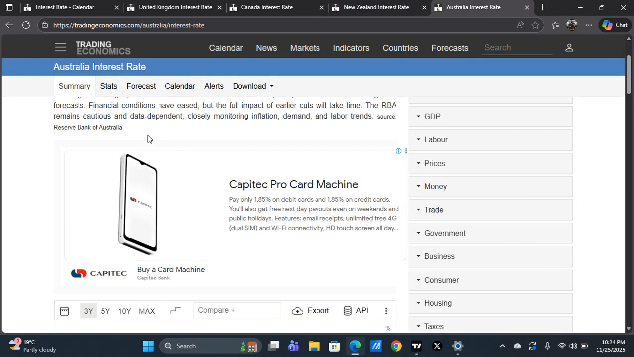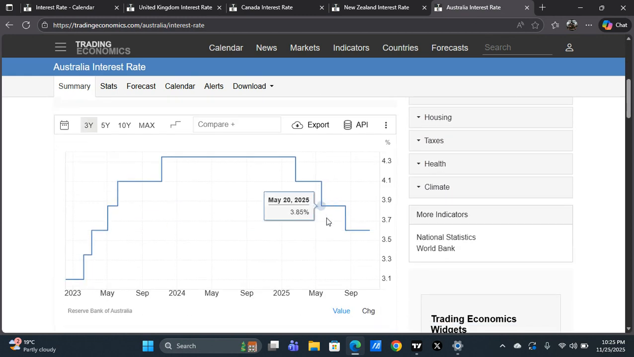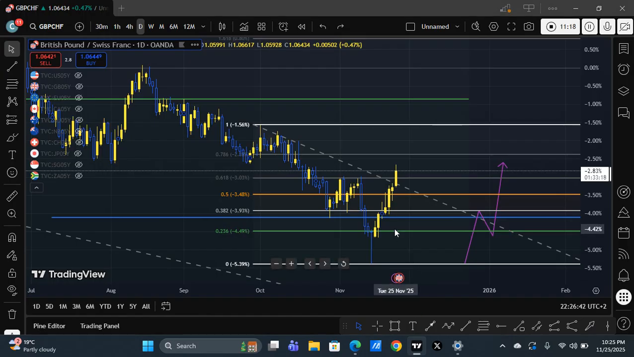Now let's look here. It says Australia interest rates. The Reserve Bank of Australia kept its cash rate unchanged at 3.6% during November 2025. So here you can see the last time they introduced an interest rate cut was on the 12th of August 2025. We went to 3.6 and they held on the 4th of November. I apologize for running that fast on that one.